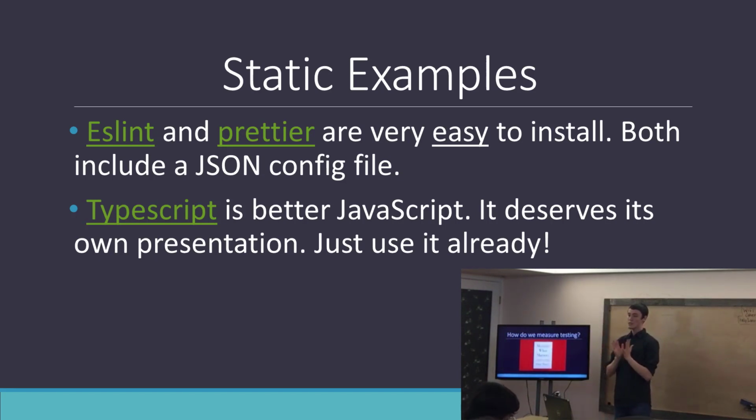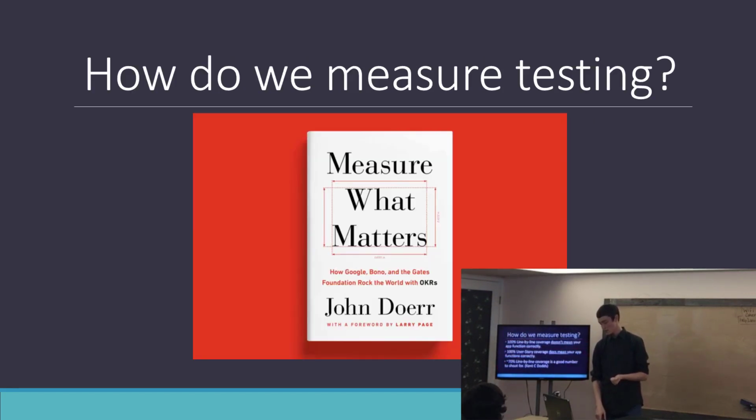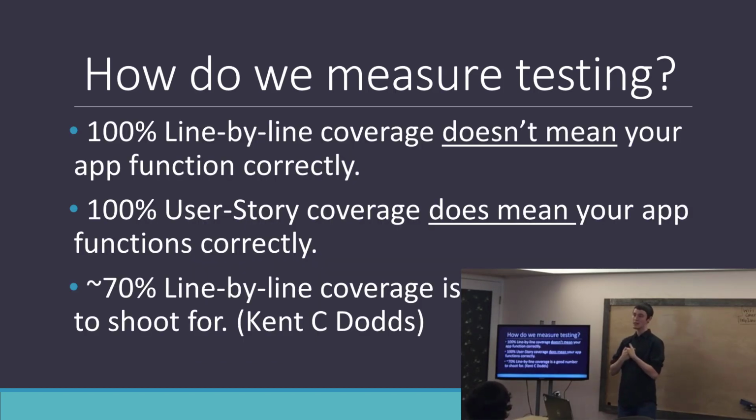So measuring testing is another thing that is important, because if we care about something, we should try to measure it. Some people say you should try to get 100% line-by-line coverage, which I think is a little ridiculous. Actually, interestingly, Uncle Bob in the book Clean Code also recommends this. He says you should shoot for 100% coverage. But I disagree, and I think a lot of developers do too.